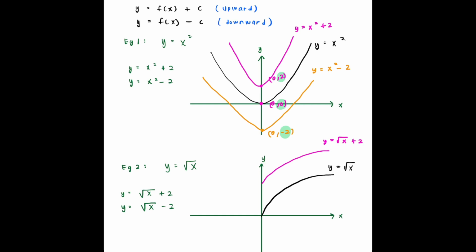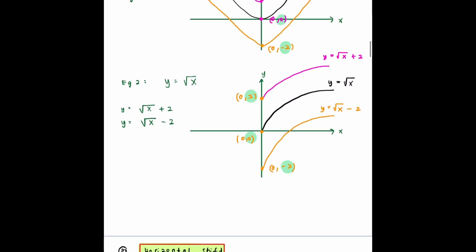If you have minus 2, moving downward. The shape of the graph is still the same. This is square root of x minus 2. If the original point here is (0, 0), your new point will be at (0, -2). For the pink color graph, the point is (0, 2). Still you are moving the y coordinate only. x remains the same. That is your first method of transformation.